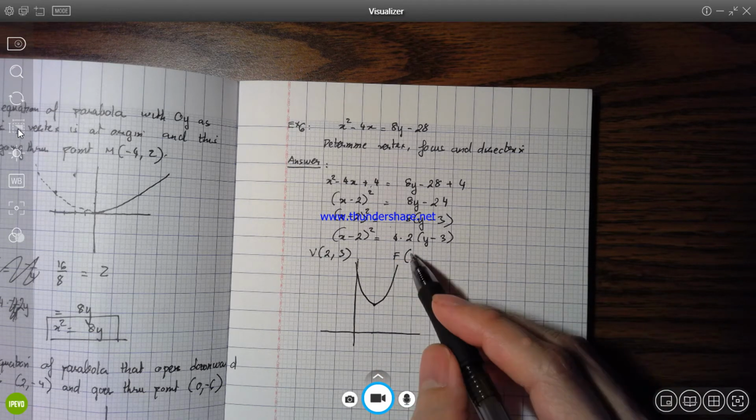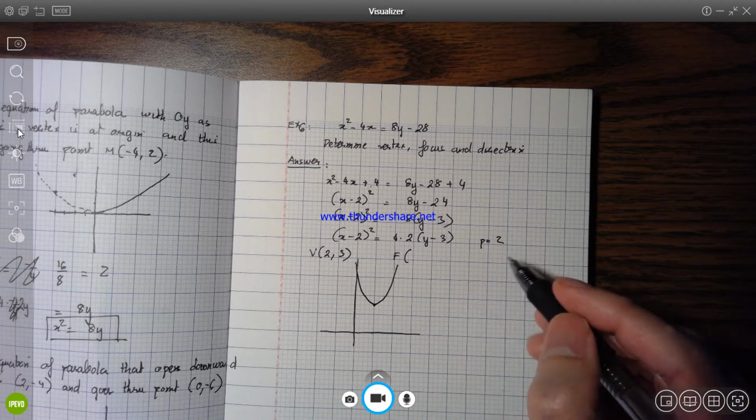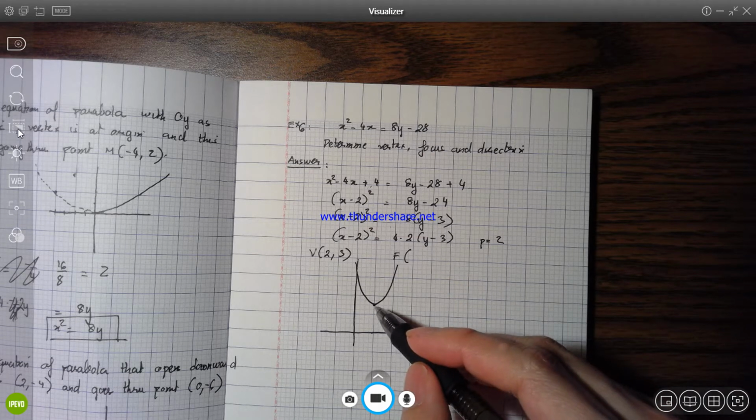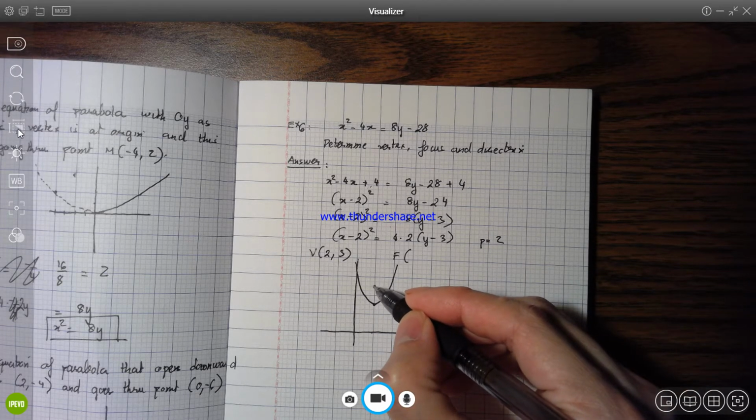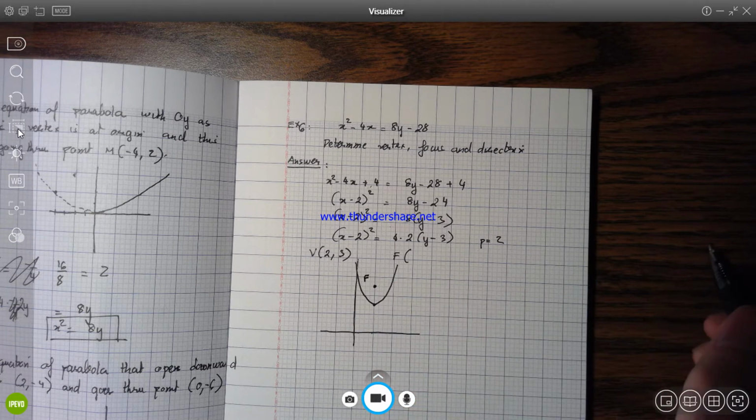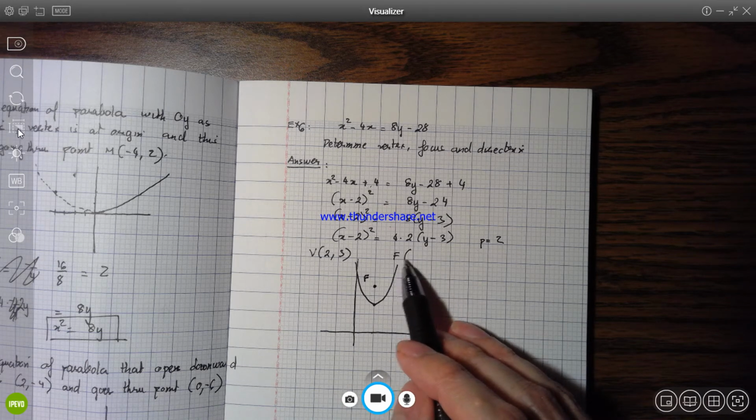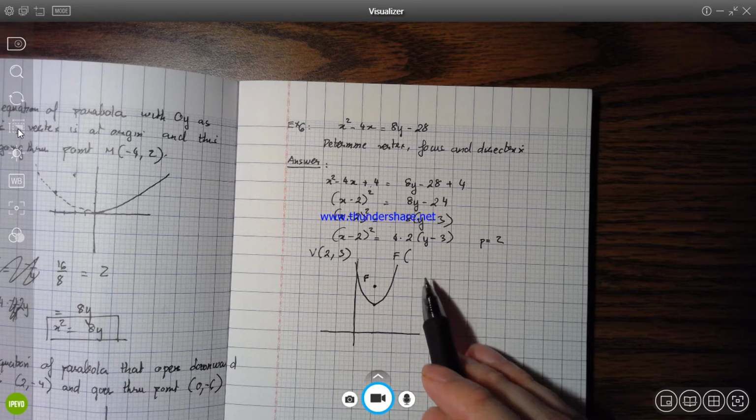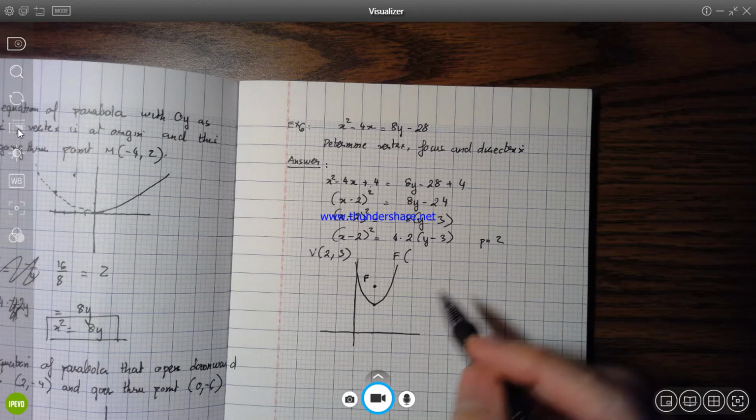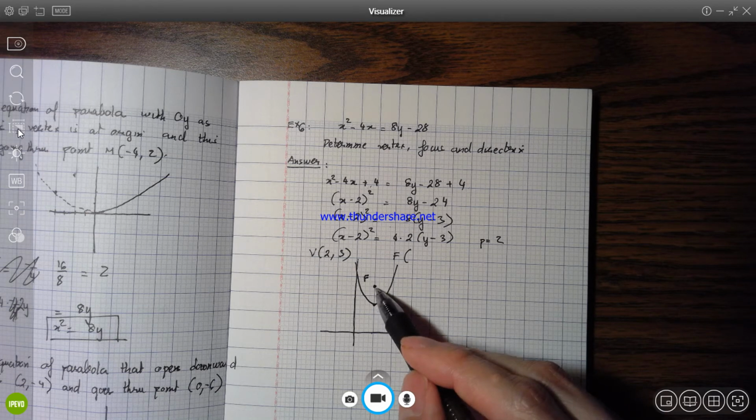It means that the distance between the focus and the vertex is 2. So the F must be right over here. If you write the coordinate of F as (0, 2), then you got it wrong right away, because the vertex is not (0, 0) anymore. Over here we just know the distance between the vertex and F is 2.